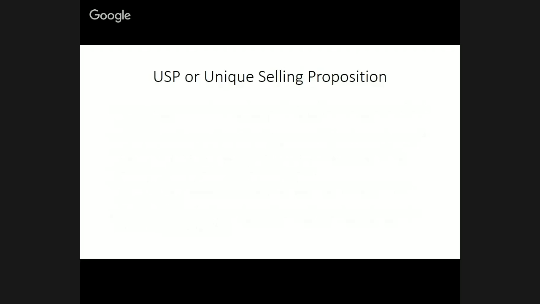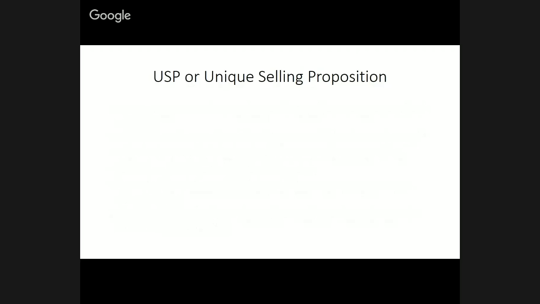Now, I know that every business has a unique selling proposition, but guess what? Your product should have a unique selling proposition. Right now, I'm not talking about a slogan. Does everybody get that? A unique selling proposition is not a slogan. It is not a tagline. It should be something unique, something different, something better, right?